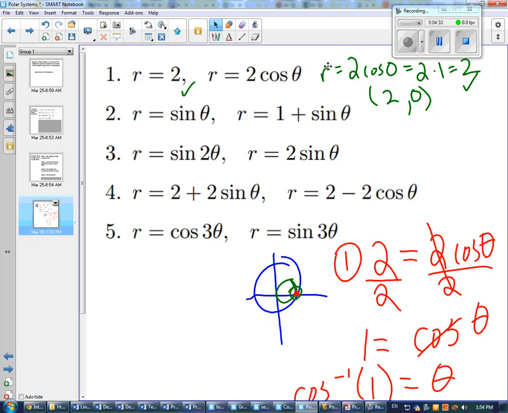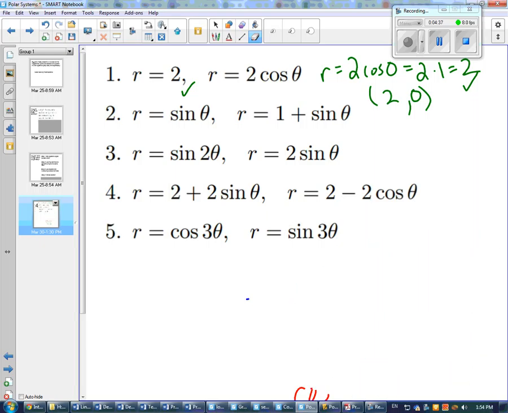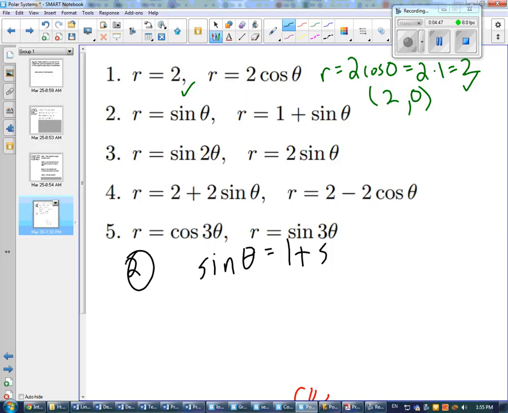Right, let's look at number 2. I'm going to erase what I have here. And number 2, same first step, I'm going to take the 2 equations and set them equal to each other. Then I want to make sure I have only one trig ratio, which I do. I have sine theta.